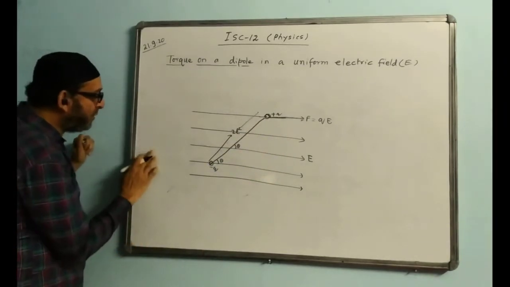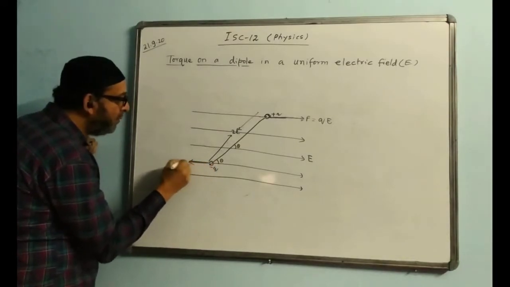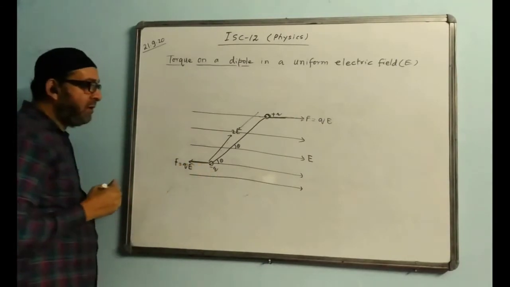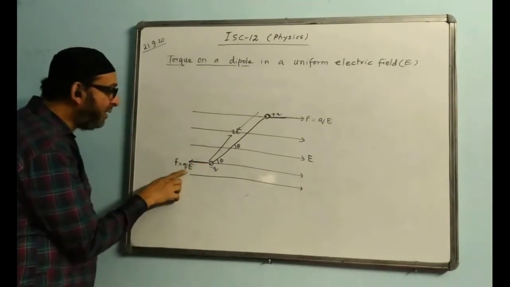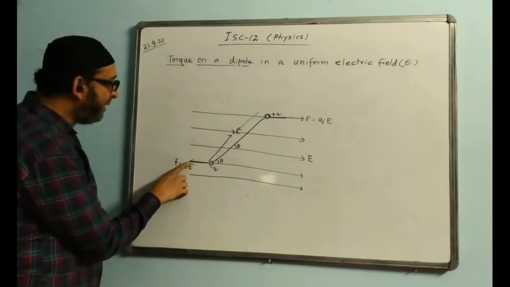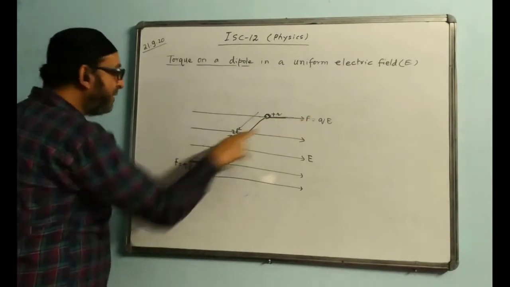On this side it is positive, and positive will attract the negative, so another force will act this way. That will also be QE, because the charge is Q. We don't take the sign here because force is a vector quantity. We take only the magnitude. The direction is like this, and the values of the forces are equal.